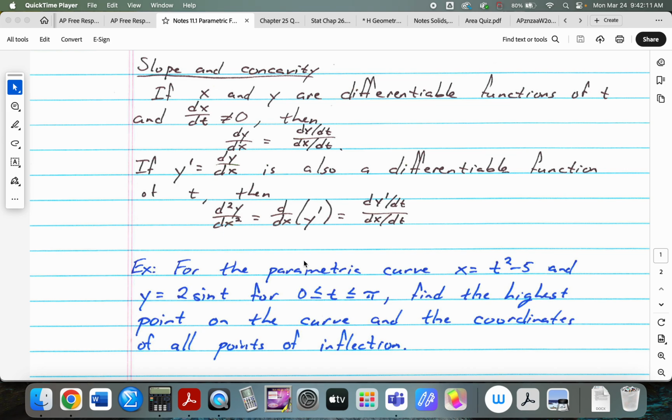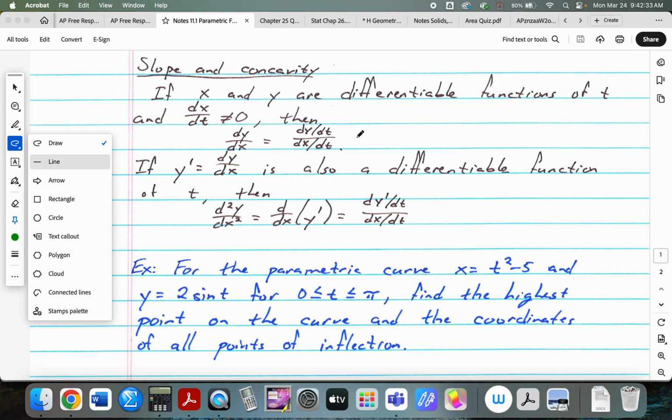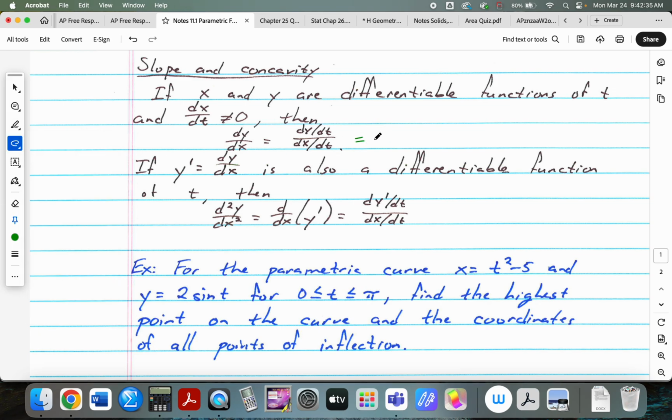So if x and y are both differentiable functions of t, and dx/dt is not equal to 0, then dy/dx is going to be equal to dy/dt divided by dx/dt. The change in y with respect to t divided by the change in x with respect to t. And that's going to be your slope. If you evaluate that at a particular point, then you have the slope at that particular point.